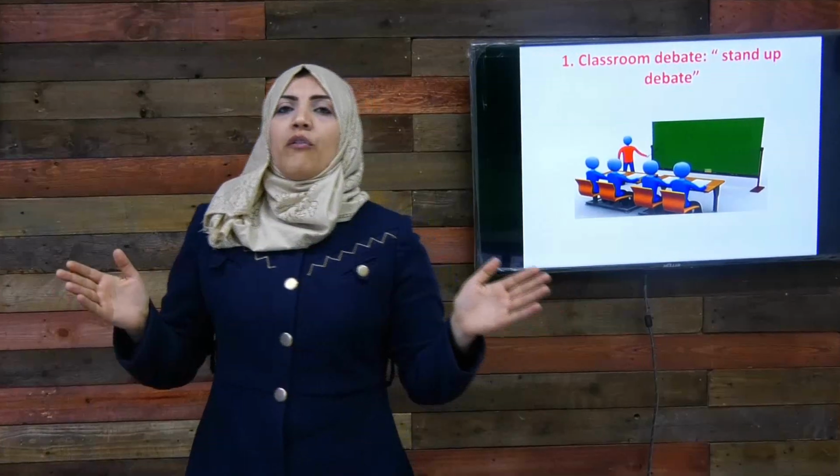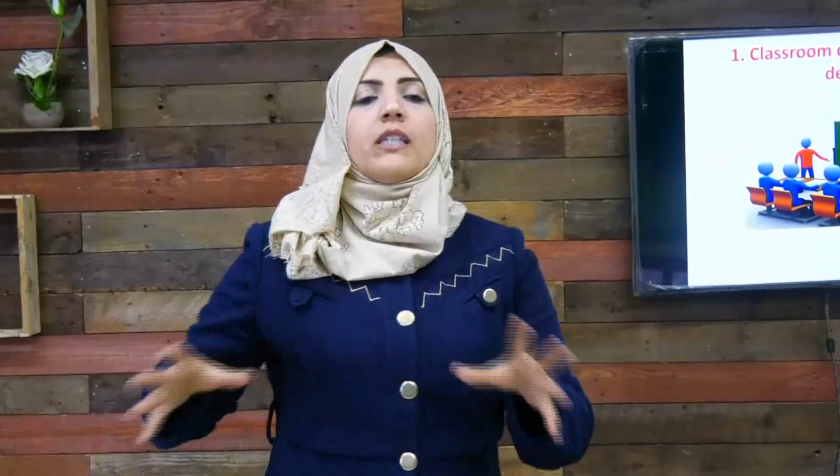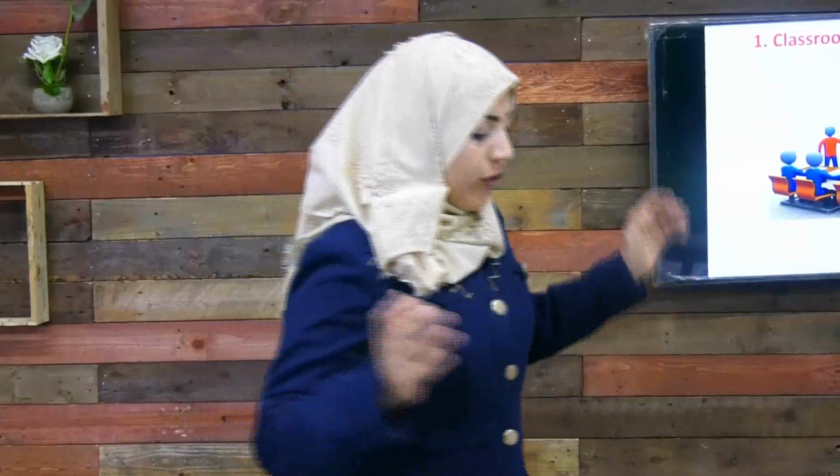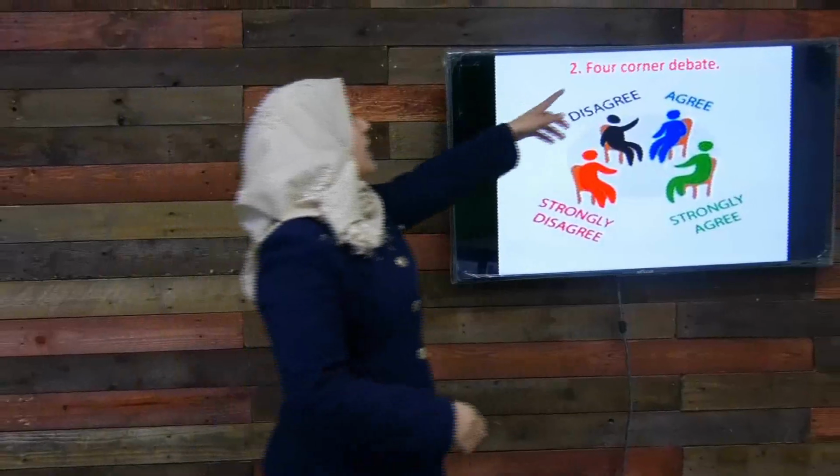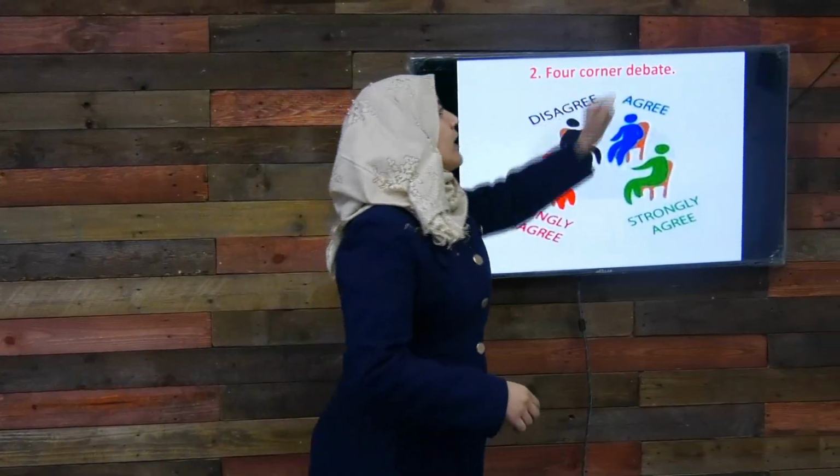Of course, in our overcrowded classes of 40 or 45 students, they can work in groups, think and speak together, then they can sit as a group. This is the first debate. Let's move together to the second debate, which is the 4-corner debate.